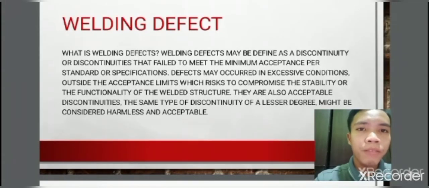First we will go to welding defect. What is a welding defect? A welding defect may be defined as a discontinuity or discontinuities that fail to meet the minimum accepted per standard or specification. Defects may occur in an excessive condition outside the accepted limit, which compromises the stability or the functionality of the welded structure. There are also acceptable discontinuities; the same type of discontinuity of a lesser degree might be considered harmless and acceptable.